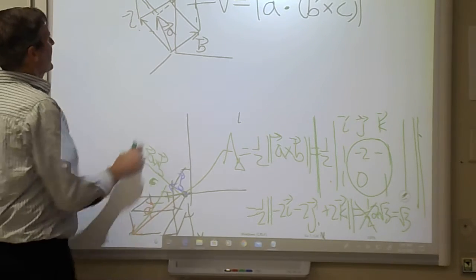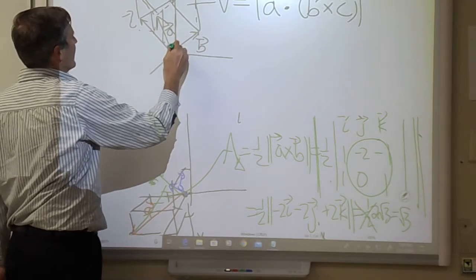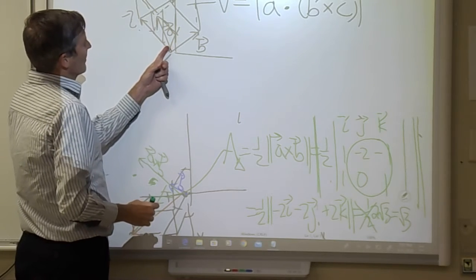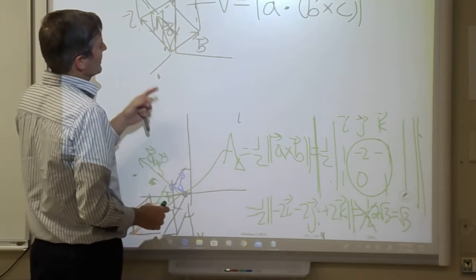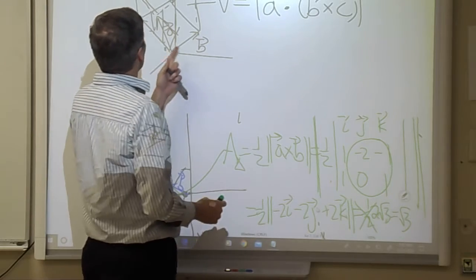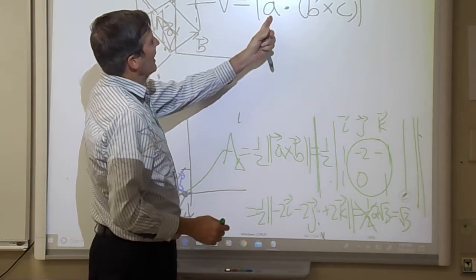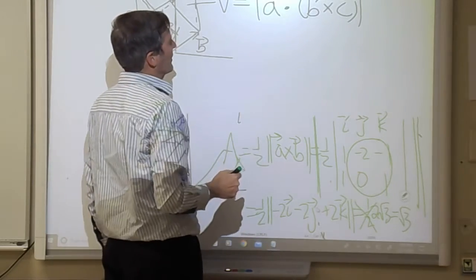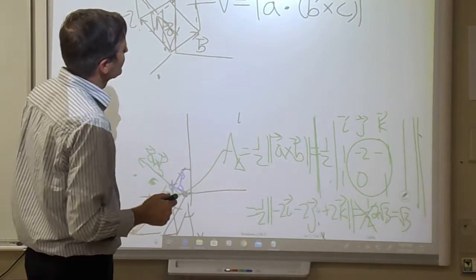Because what you do is you take the area of the base times the height, which is the length of A times the, so the area of the base with B and C times the height times the cosine of the angle between them. There's a nice picture in the book. And this comes out to be the volume formula for the parallelepiped.